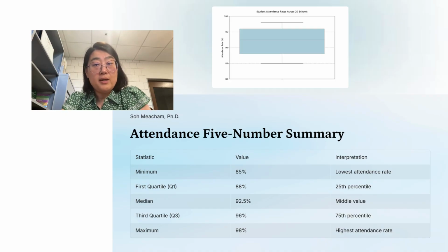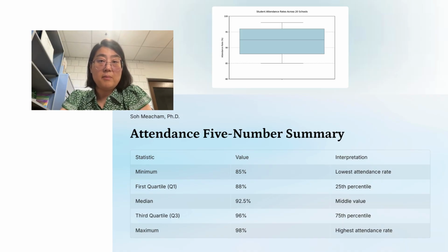Using a box plot, we can visually compare attendance rates across schools. This visualization helps identify schools with lower attendance rates that may need additional support or intervention. It also highlights schools with high attendance rates, which could serve as models for best practices. By analyzing attendance data, we can make informed decisions to improve student engagement and reduce absenteeism, ultimately enhancing educational outcomes.